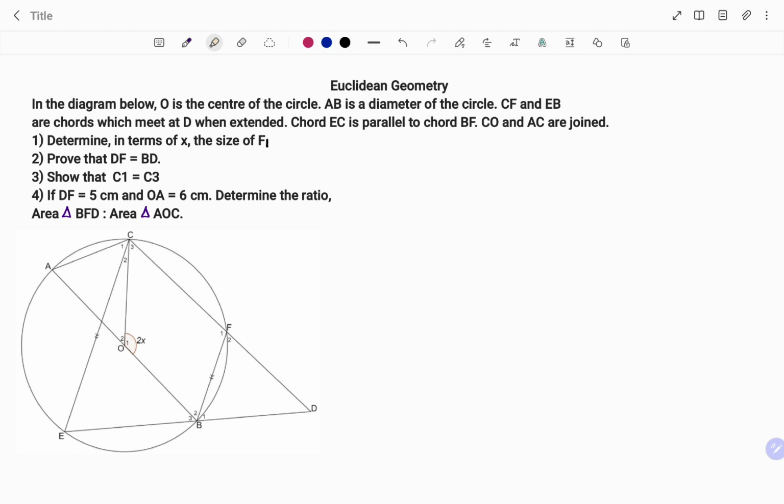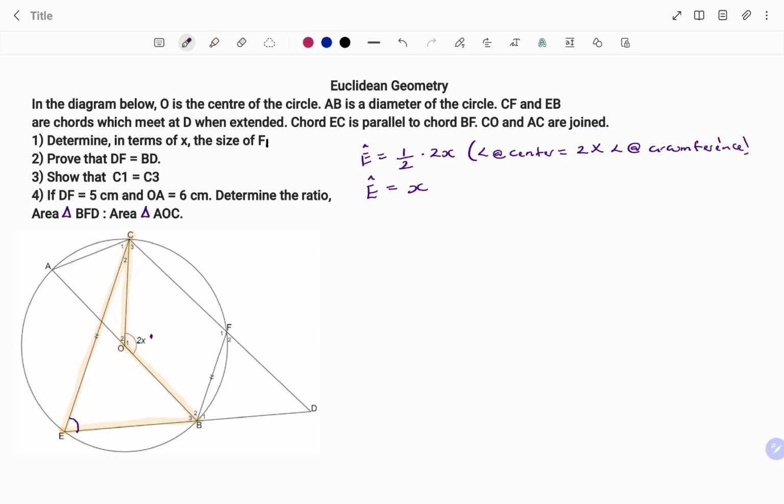Starting with the first part of the question, we have to determine in terms of x the size of F1. If we look at the shape as shown, the lines AC, CO, OB, and EB, we'll see that angle E is equal to half of 2x. And the reason being, the angle at center is equal to 2 times angle at circumference. That's the circle theorem that applies to that. So we have 2x being twice angle at E. What that means is the angle E is equal to half of 2x, that will be x.